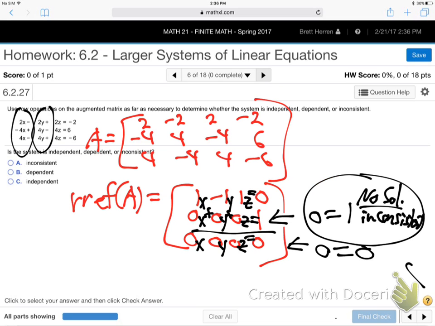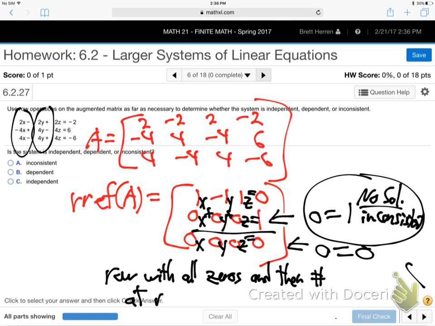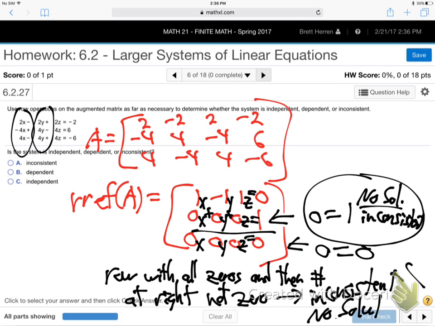So if you have a row with all zeros and then a number at the right, not 0, any number at the right, not 0, that's inconsistent. In other words, no solution. That's baloney. That's impossible. You cannot have that. That's what the calculator is telling us. This is an impossible system. This is a system that doesn't have an answer. It's an impossible system. There's no answer to this system.